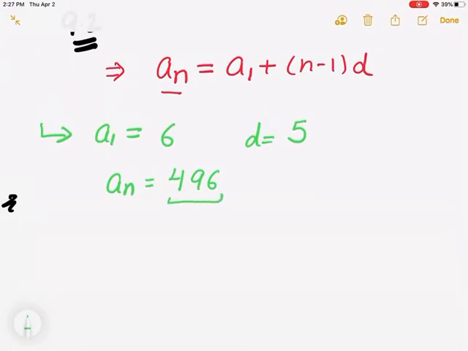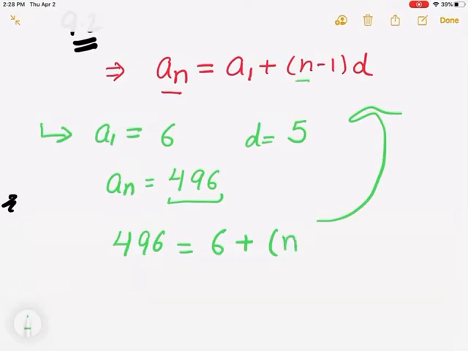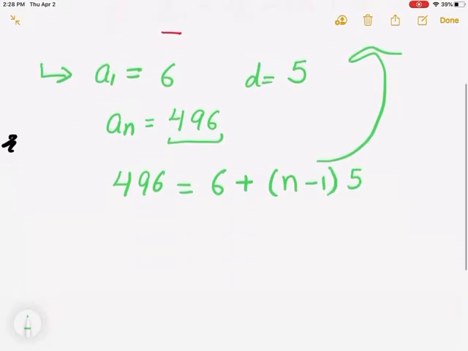Again, I'm just going to go to my explicit rule and plug everything in. An, this time the term itself, the random term, is already given, so I'll put it on the left side of this equation. Do I know the first term? Yes, it's 6 plus n. I don't know the number of terms or the position of the term, so I'll just keep this n minus 1 as it is. And the difference is given, it's 5. Now I'm just going to solve for n.